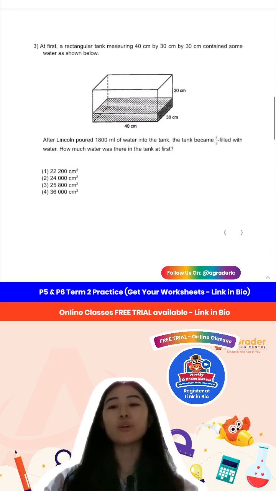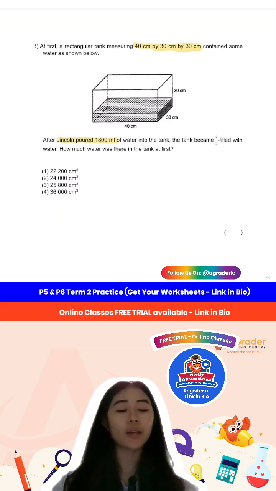We have a volume question over here. So at first, a rectangular tank measuring 40 by 30 by 30 centimeters contains some water. After Lincoln poured 1,800 milliliters of water into the tank, it became two-thirds filled with water. How much water was there in the tank at first?